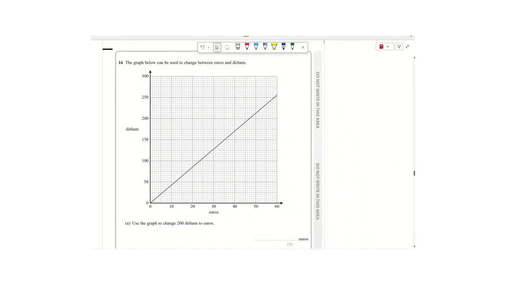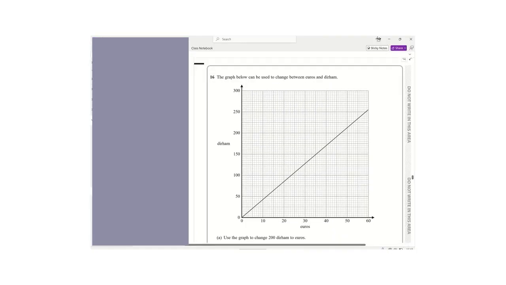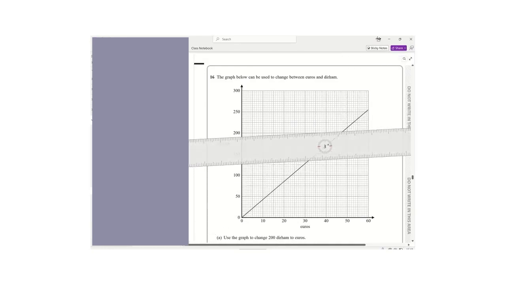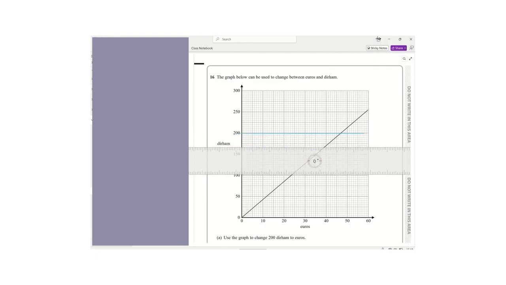So we've now got an exchange rate graph, conversion graph, between euros and dirham. We're asked to convert 200 dirhams to euros. So I'm actually going to go back and get my ruler. And if you're doing this, you should use a pencil in case you make a mistake. So there's my 200 dirhams that I'm going to draw across from.